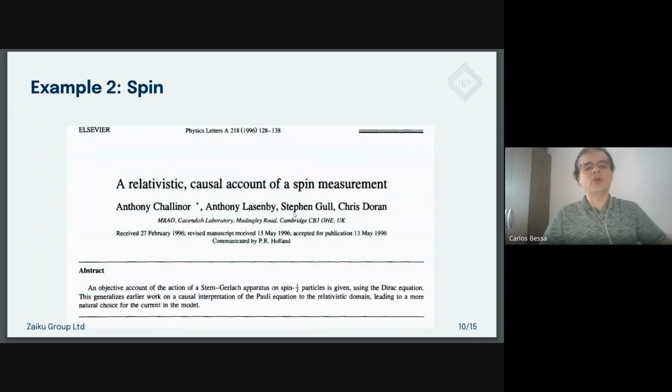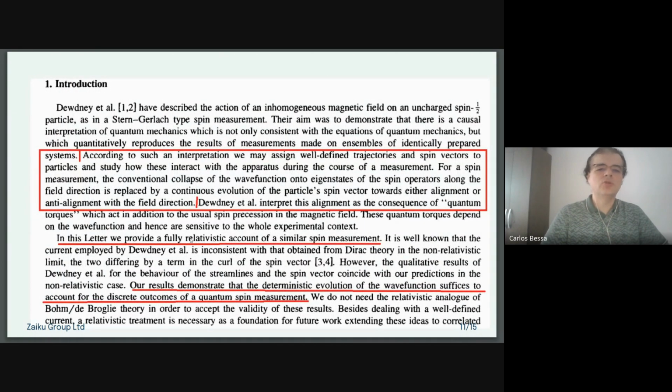Okay, another example that we want to discuss here is the spin of the particle, and we see the same interpretation. I'll take this paper, Physics Letters A from 1996, and basically what they say, in this red part here, is that according to such an interpretation, like the Bohm-de Broglie interpretation, we may assign well-defined trajectories and spin vectors to particles, and study how these interact with the apparatus during the course of measurement. For a spin measurement, the conventional collapse of the wave function, as in the Copenhagen interpretation, onto eigenstates of spin operators along the field direction is replaced by a continuous evolution of the particle spin vector toward either alignment or anti-alignment with the field direction.